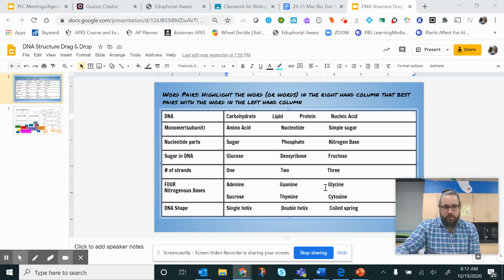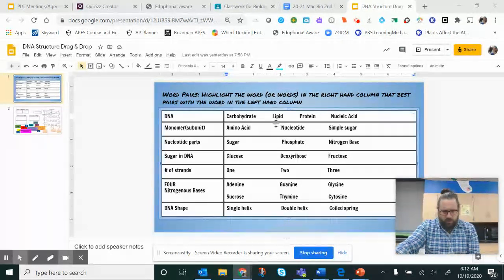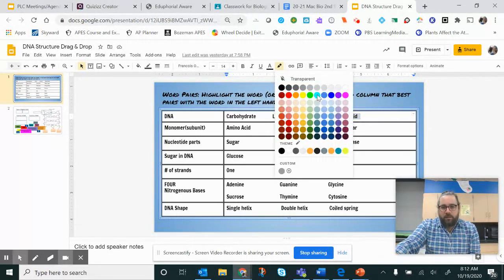Hey friends, let's take a look at this DNA structure drag and drop and make sure we know what we're supposed to know about the structure of DNA. Which of these words goes with it? So DNA, carbs, no, that's sugar, that's instant energy. Lipids, that's long-term energy storage. Proteins, that's proteins. Nucleic acid, that's the N and the A in DNA. So let's highlight that guy.